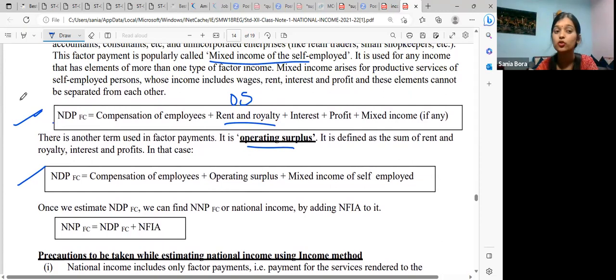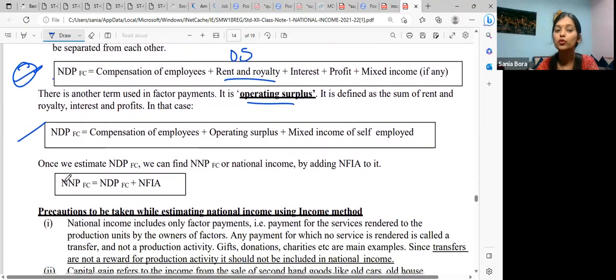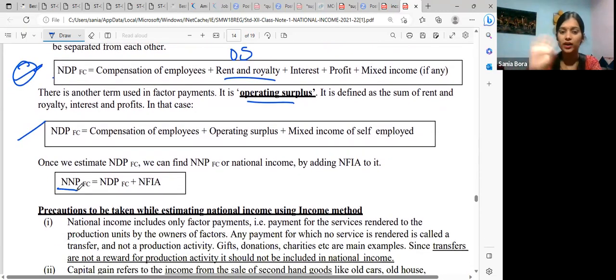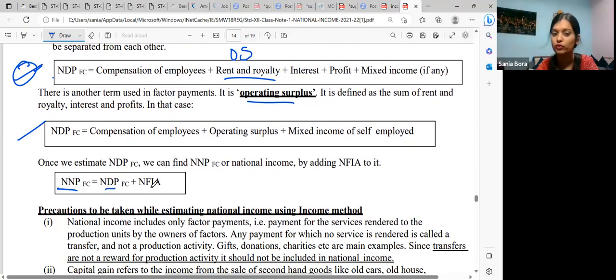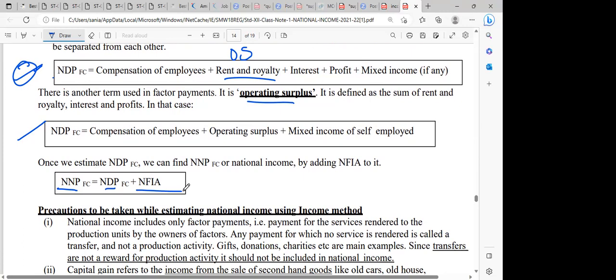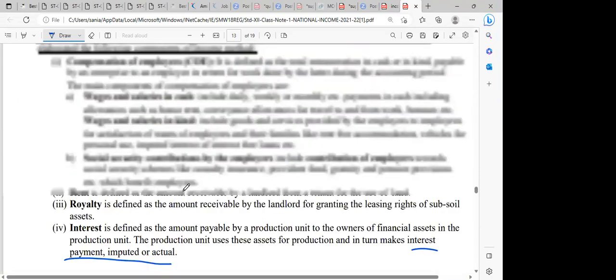But the very first step is you will calculate NDP at FC. Now you got NDP at FC. Can you make it NNP at FC? Yes, ma'am. Right? What you have to change, this D you have to make N. So you will add NFI. Done. Clear? Yes, ma'am. Okay. So over here you will make notes.